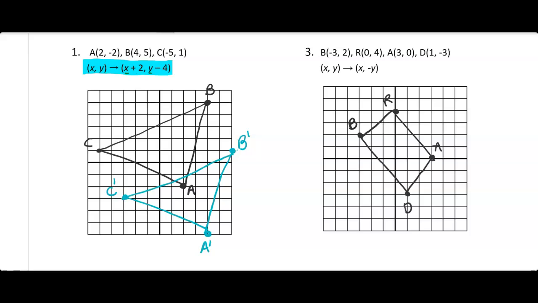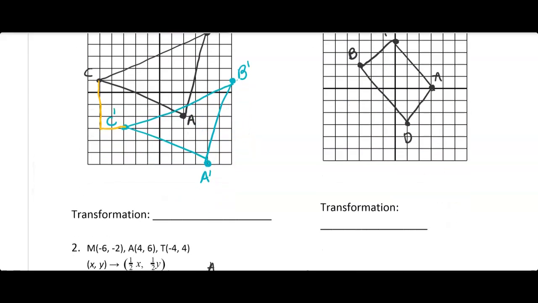And then we'll connect. So you can see the shape has stayed the same, but you can see the pathway that it took of going down 4 and to the right 2. So we can see that that transformation is a translation.